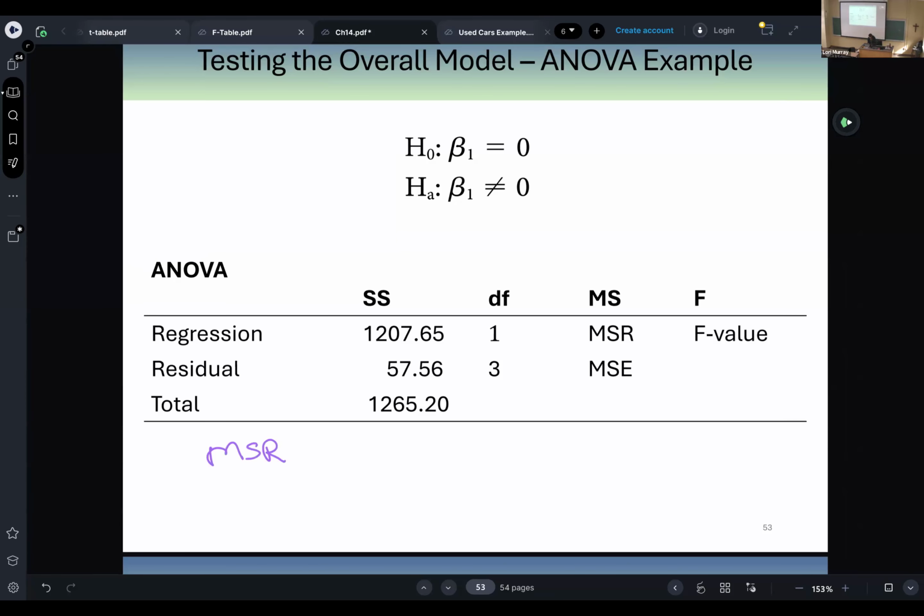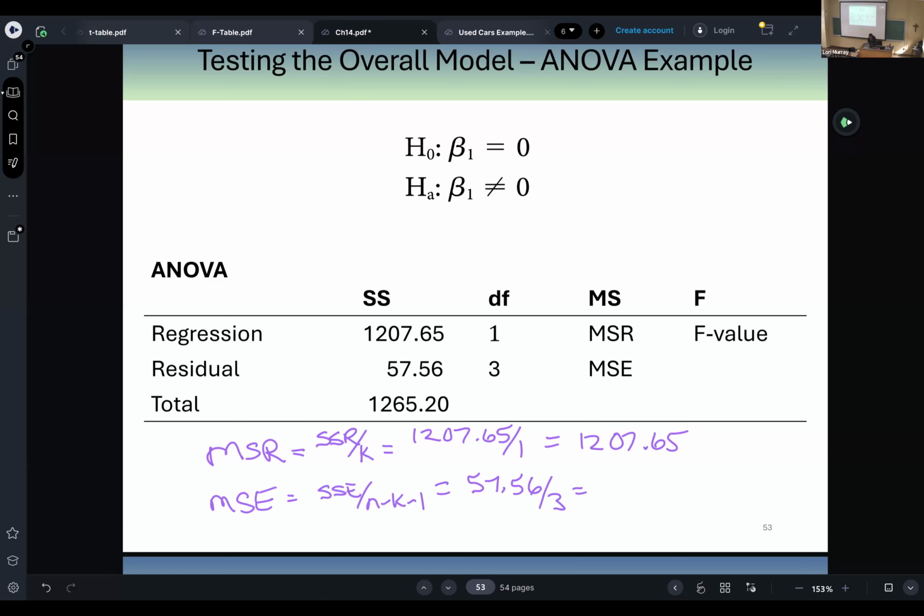The mean square of the regression is going to be the SSR divided by k, which is 1207.65 divided by 1. It's just going to give us 1207.65. And we're done. The MSE, the mean square error, is going to be the SSE divided by n minus k minus 1, which is equal to 57.56 over 3.